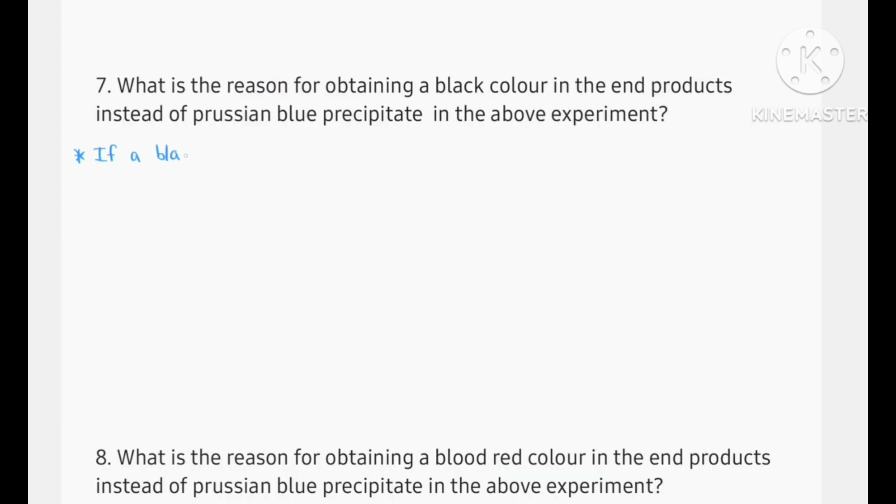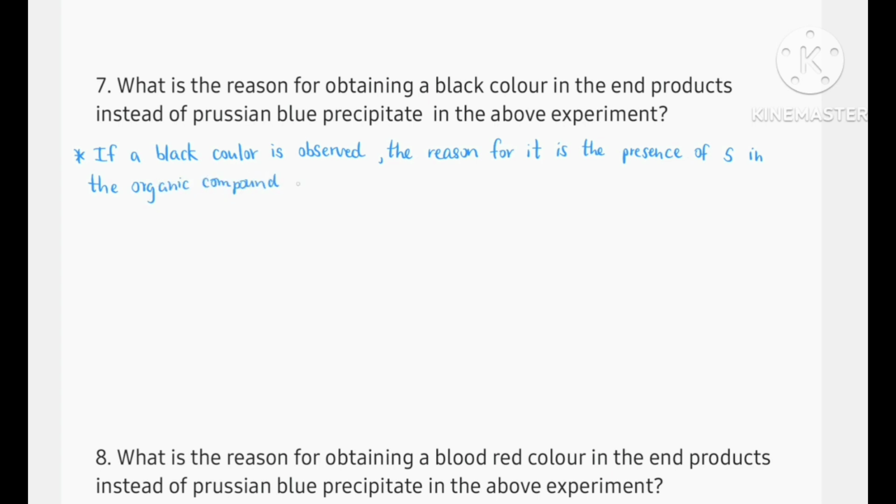Seventh question. What is the reason for obtaining a black color in the end products instead of Prussian blue color in the above experiment? If a black color is observed, the reason for it is the presence of sulfur in the organic compound other than nitrogen. The formation of ferrous sulfide gives the black color.